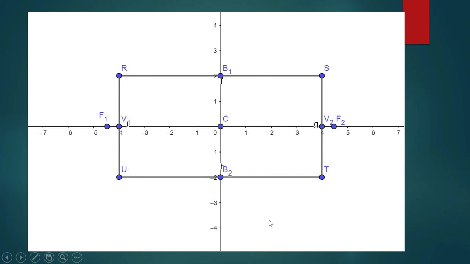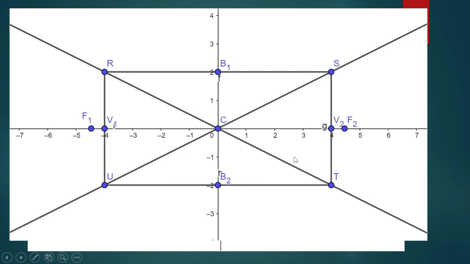Why do we do this? Because the line through the opposite non-adjacent corners of the rectangle is actually the graph of the asymptotes. We know how the hyperbola behaves in relation to the asymptotes: the branches of our hyperbola will get closer and closer to the asymptotes.